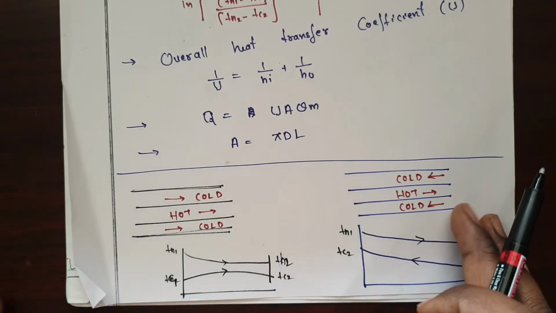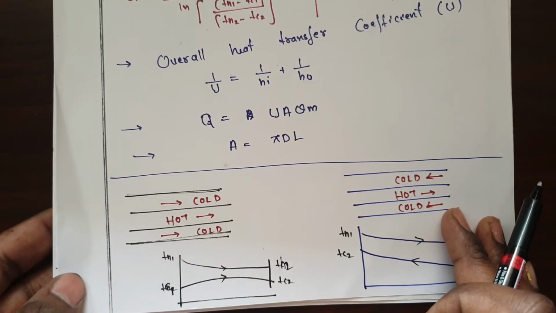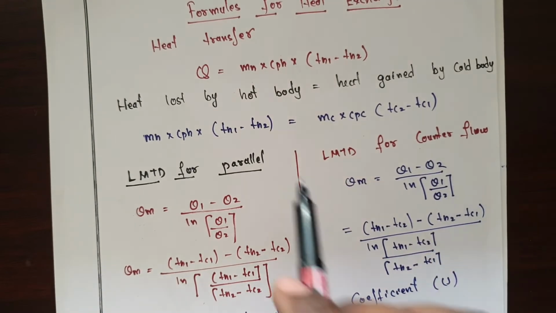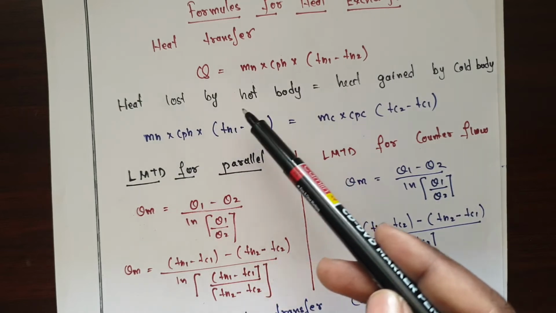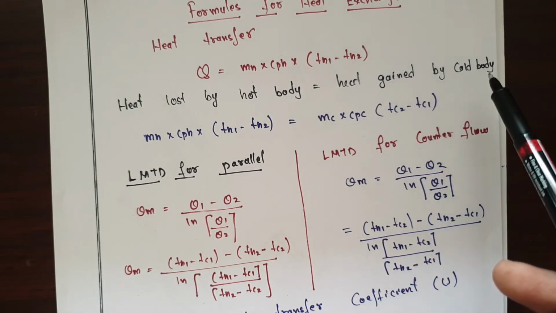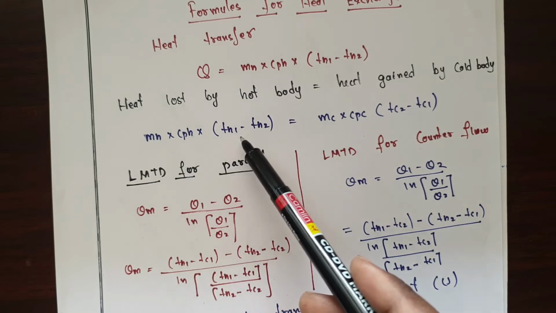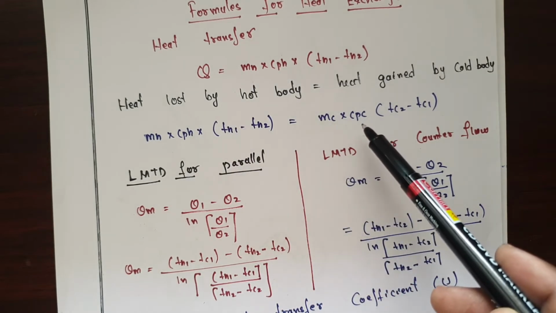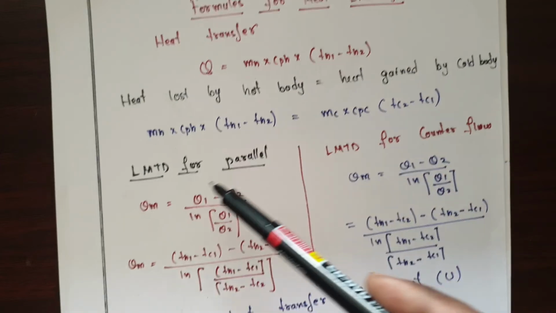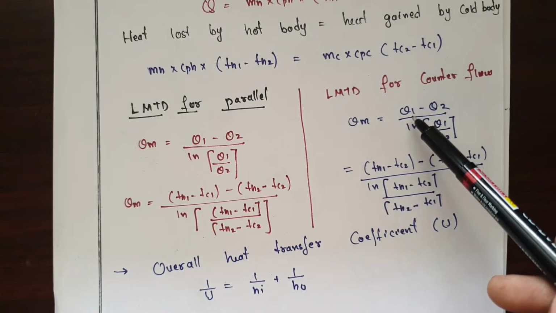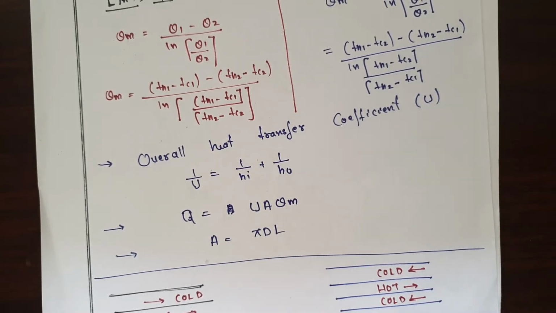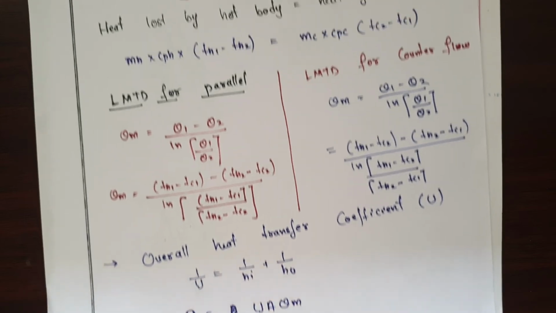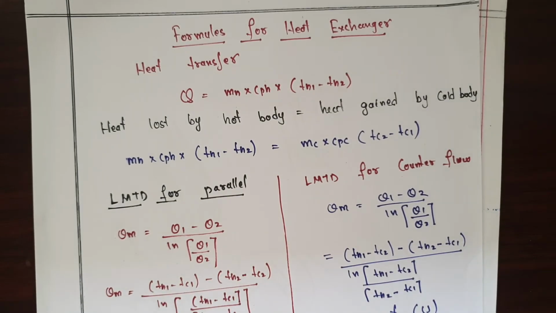So you have to remember these formulas if you want to solve any type of problem. What is the first formula? Q is equal to MH CpH (Th1 minus Th2). Then heat loss by the hot body is equal to heat gain by the cool body: MH CpH (Th1 minus Th2) is equal to MC CpC (Tc2 minus Tc1). Then LMTD for parallel flow, LMTD for counter flow, then the overall heat transfer coefficient, then Q, then area, for parallel flow and counter flow. Like this you have to find out if any problem is given.